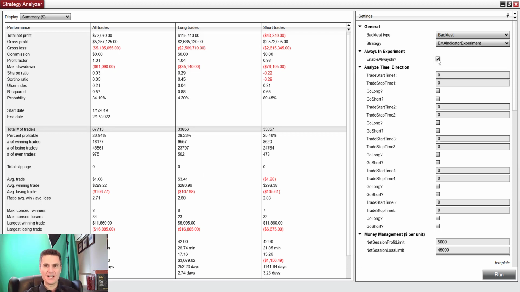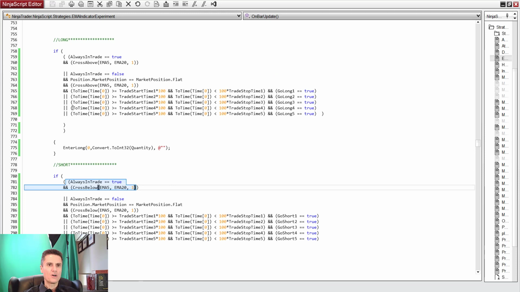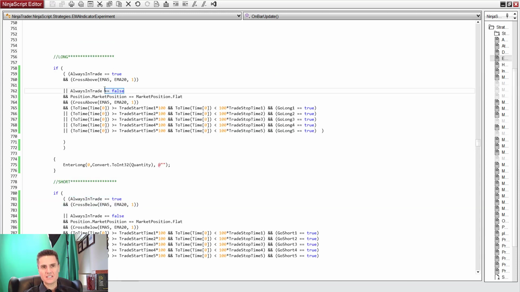Now let's do directional. Let's uncheck this. Let me show you in the code what I've done. So I've set it that if it's unchecked, the always in is unchecked. So this bool, the always in trade, is set to false as opposed to true. Then it's looking for a position to be flat. So it's not going to take out a position. It's going to stick with the position. It's still doing the crossovers, okay?